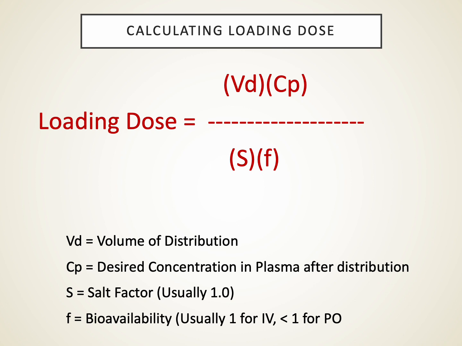100 liters times, we want a level of 10 milligrams per liter. So if it's 100 liter volume of distribution and we want a blood level post-distribution of 10 milligrams per liter, we're going to give 1,000 milligrams of the drug. Now that assumes that the salt factor, meaning the percentage weight of the drug we're giving, like remember we talked about aminophylline a bit ago, is 1, and that's almost always 1, and that the bioavailability is 100%. And if we're giving vancomycin, for example, intravenously, then it's going to be 100%.